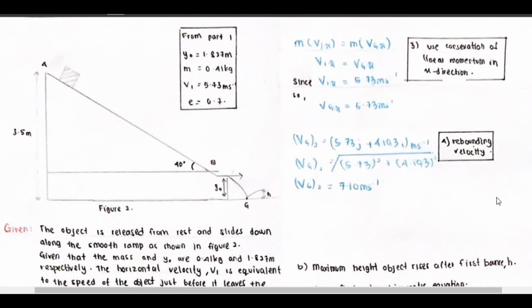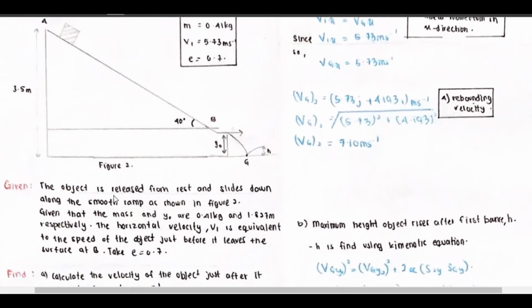For question number 2, we know from part 1 that y0 is equal to 1.827 meters, mass is 0.41 kilograms, velocity 1 is 5.73 meters per second, and the coefficient of restitution is already given, which is 0.7. The object is released from rest and slides down along the smooth ramp as shown in figure 2. The horizontal velocity v1 is equivalent to the speed of the object just before it leaves the surface at B.